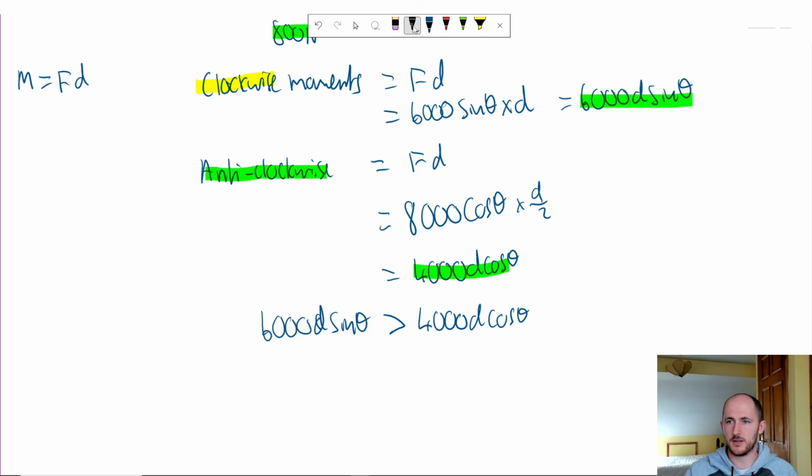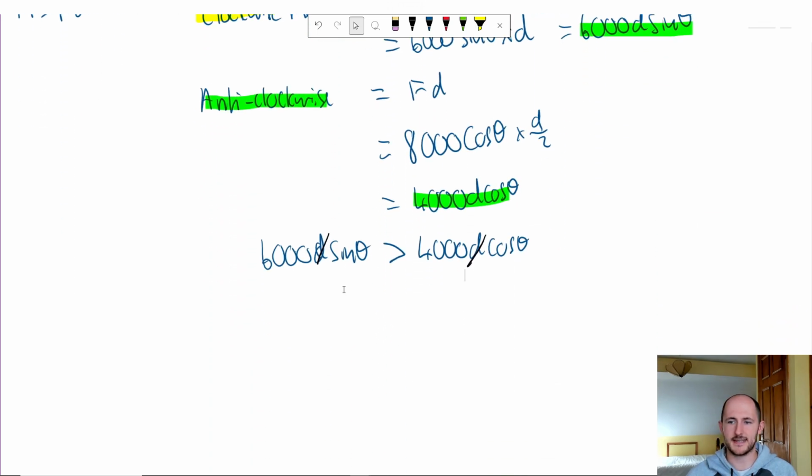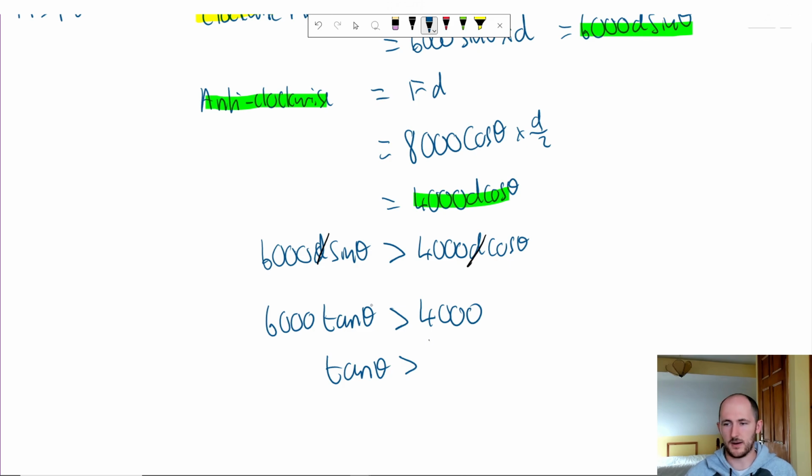And of course, the first thing I'm going to do is cancel out d from both sides. I'm going to divide both sides by cos theta. Why? Because I know that my answer has tan theta in it. The only way to get tan is sine over cos. So if I divide both sides by cos theta, I get 6,000 sine over cos, which is tan theta, is greater than 4,000. Divide both sides by 6,000 and we get tan theta is greater than, well, okay, let's do it fully. 6,000, cross out the zeros, and then it's going to be greater than 2/3 for 5 marks.